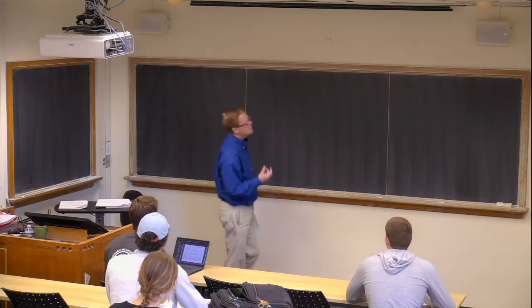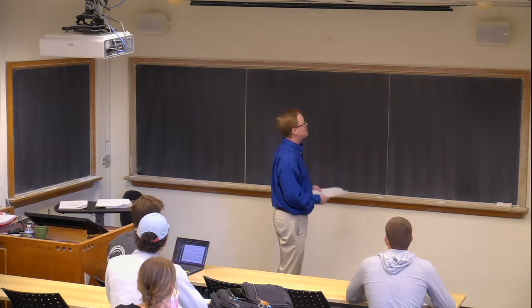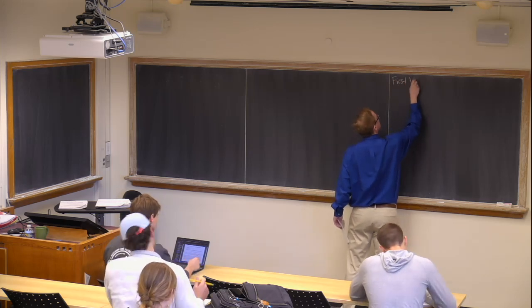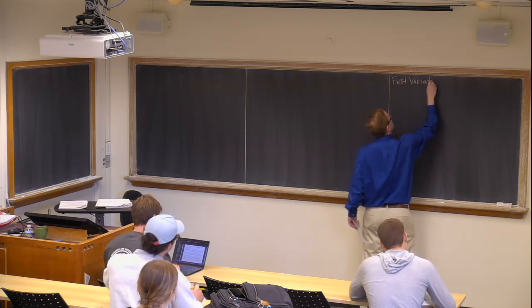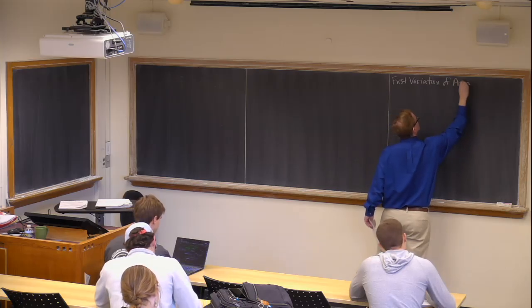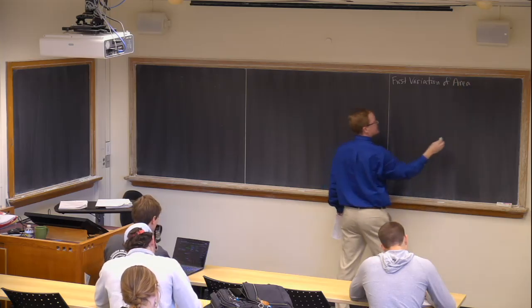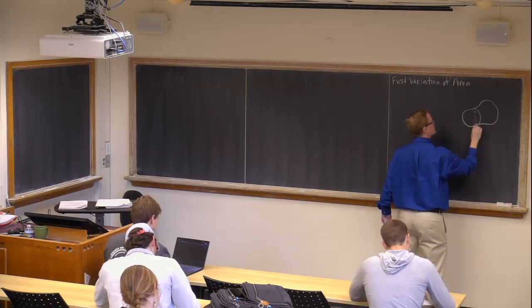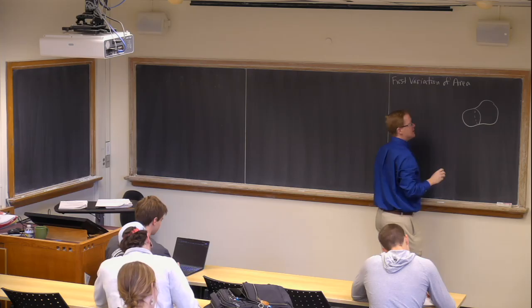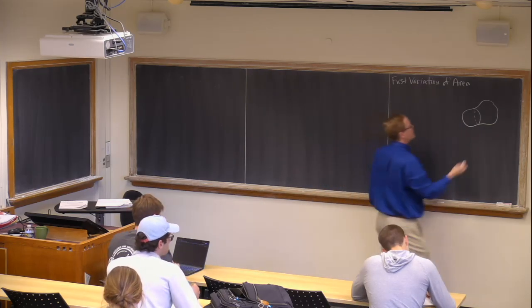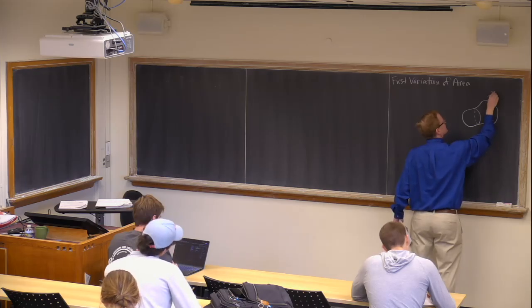And so, what is the statement, first of all? What am I about to prove? We call this the first variation of area. And so here's the picture. You have some surface, and it has some area. And I want to know how the area changes when I flow in this direction here, eta.